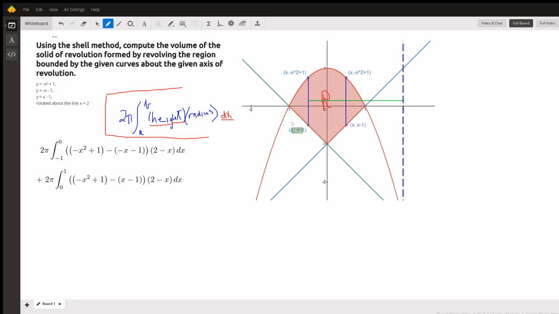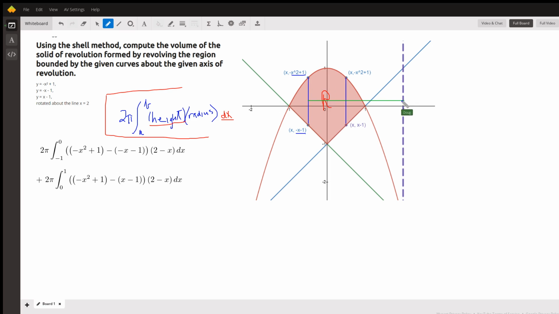The issue with this problem is that the formula for the height of the shell changes as you cross the x-axis because we have a different formula for the y-coordinate at the bottom. So for example, if I want the height of this shell when x is between -1 and 0, I'm going to take the y-coordinate at the top and subtract the y-coordinate at the bottom. That gives me the height of the shell.